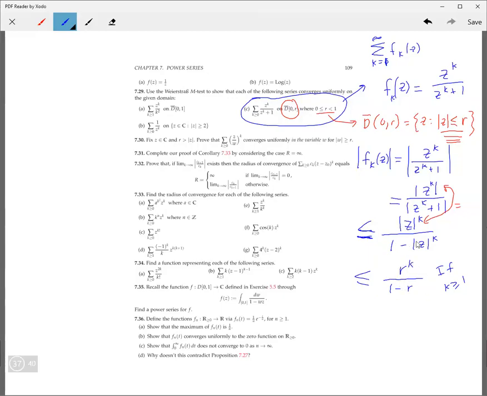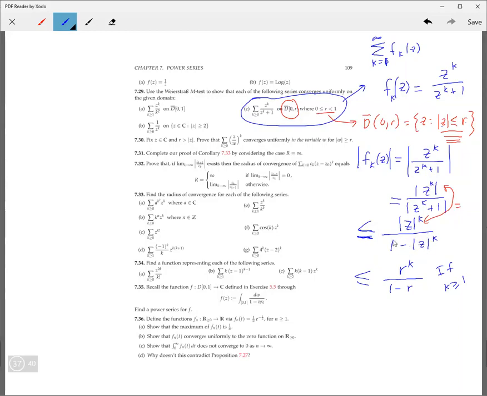Okay, so now what's going on here? So this is less than or equal to that because the modulus of z is less than or equal to r. This one right here, if you have k greater than or equal to 1, if I have a 1 here, then this is r to the first power. R squared is going to be smaller than r because r is less than 1, right? R cubed is going to be smaller than r. R to the fourth is going to be smaller than r.